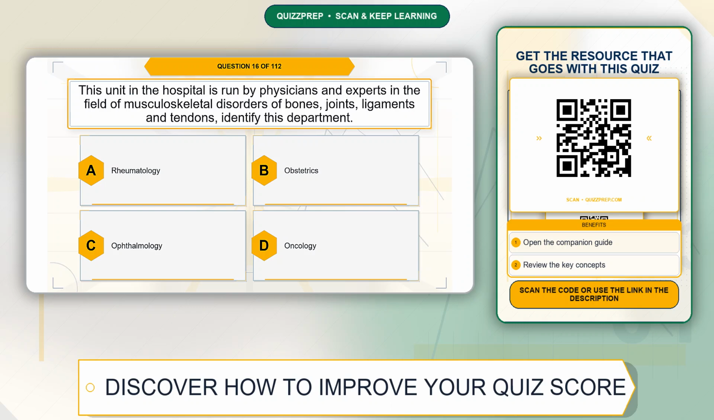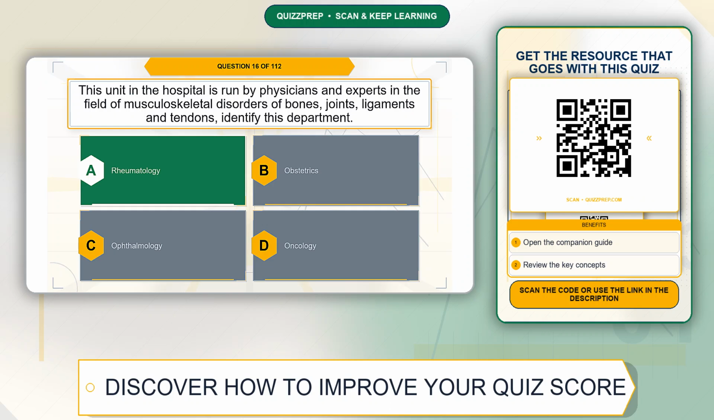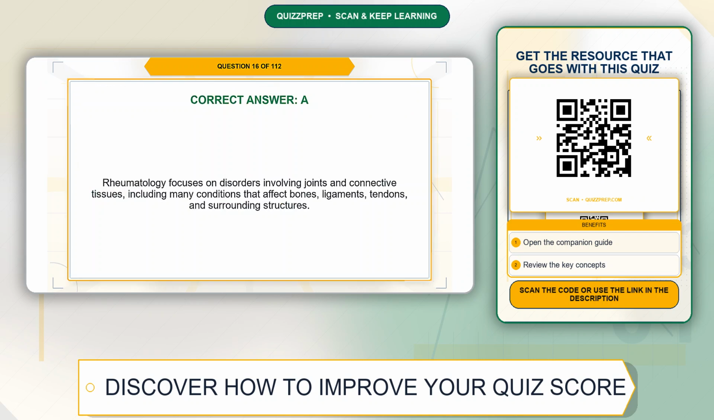Question 16. This unit in the hospital is run by physicians and experts in the field of musculoskeletal disorders of bones, joints, ligaments and tendons. Identify this department. Option A, rheumatology. Option B, obstetrics. Option C, ophthalmology. Option D, oncology. The correct answer is option A, rheumatology. Explanation. Rheumatology focuses on disorders involving joints and connective tissues, including many conditions that affect bones, ligaments, tendons, and surrounding structures.